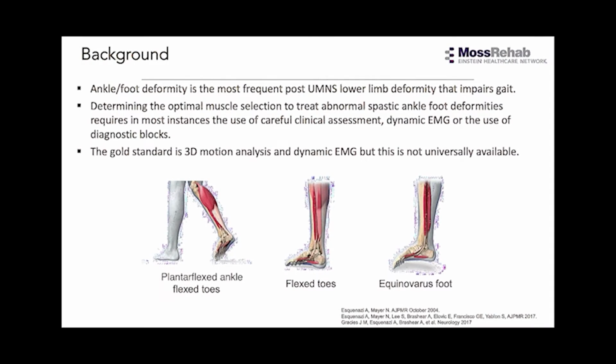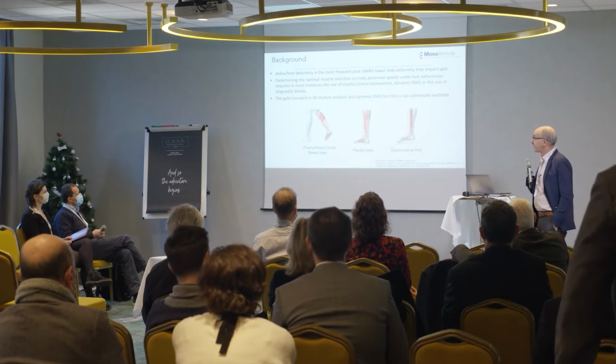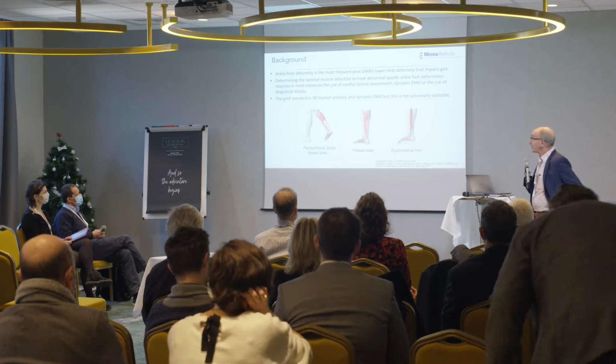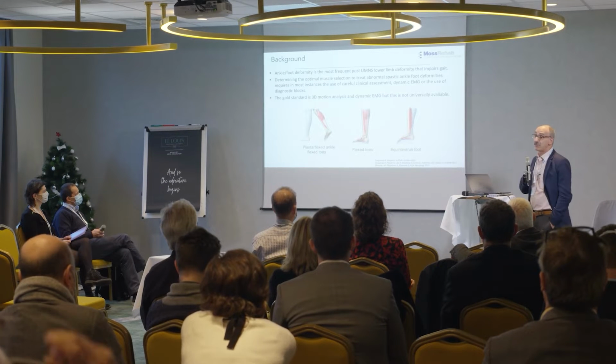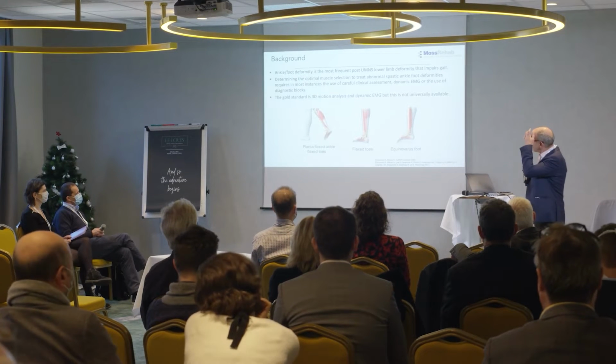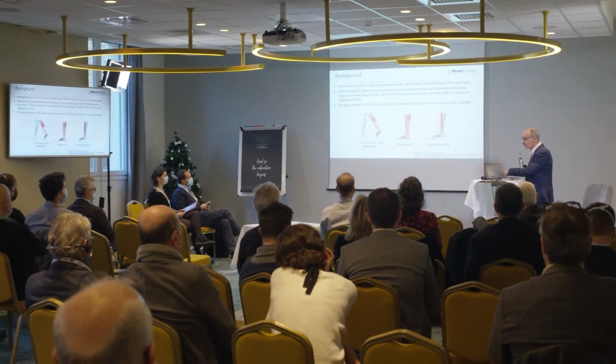As a background, we know that the ankle-foot deformity is the most frequent position that presents in the upper motor neuron syndrome, and that it usually impairs gait. Determining the optimal muscle selection to treat the abnormal spastic ankle-foot posture is very complex. It requires not only a careful clinical examination and experience, but ideally dynamic EMG and diagnostic blocks. We've determined, right or wrong, that the gold standard is 3D motion gait analysis accompanied by EMG, and if you use those tools, then it becomes much easier to understand it.